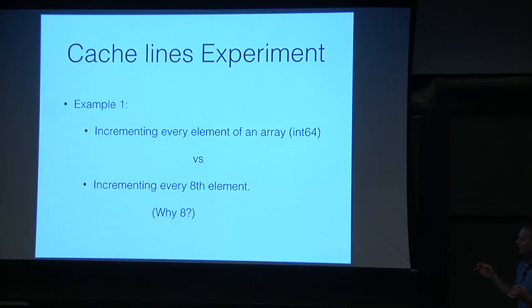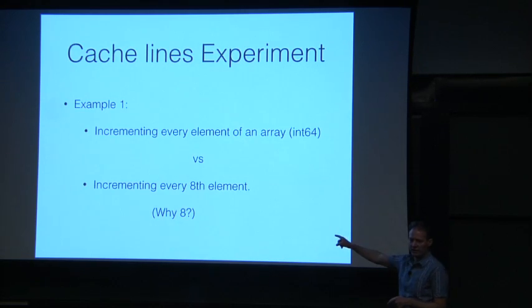So, cache lines experiment. Experiment 1, we're going to look at this. We'll see this behavior, timing things, where we're going to take a fairly large array and just increment every value, versus incrementing just every 8th value. Why every 8th, if they're in 64s?